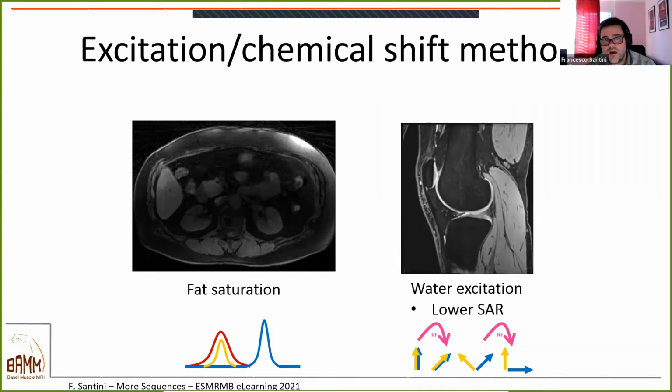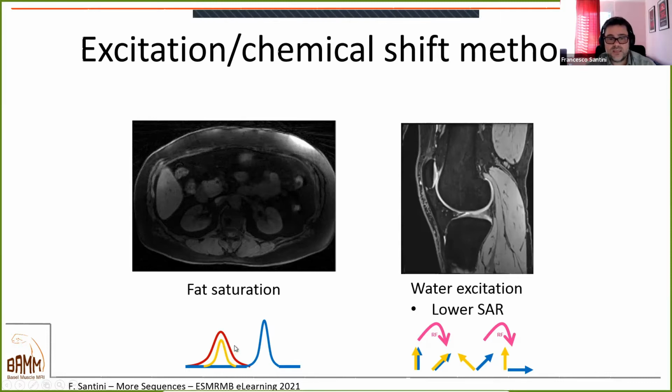The first methods are the excitation-based methods, and the aim is not to obtain any signal from fat. They can be based on chemical shift, the different resonant frequency of water and fat. The two methods are called the fat saturation method and the water excitation method. In fat saturation, we have the water and fat peak, and we first put a pulse that is only selective to the fat. So we are exciting only the fat, but after exciting the fat, we destroy the signal.